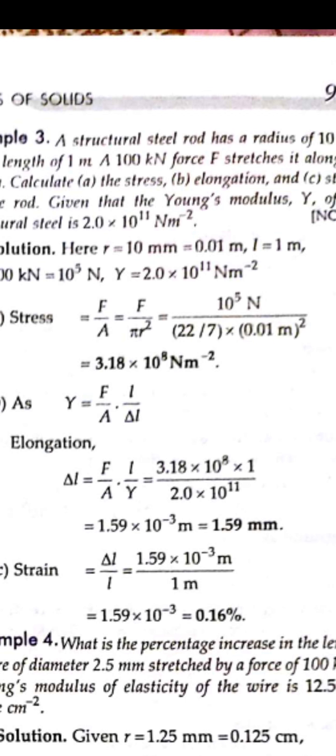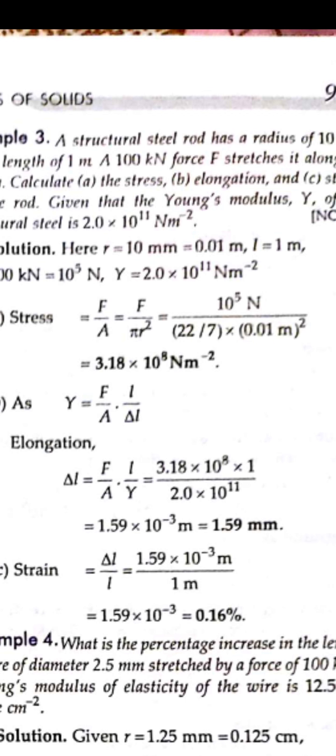We know that stress is equal to force upon area, and the area of that rod, the cross section, is given as pi r square. So pi r square, we can take r's value as 10 mm, so 0.01 meter, because we have to take all the values in meters itself. So we will get the value of stress as 3.18 into 10 to the power 8 Newton per meter square.